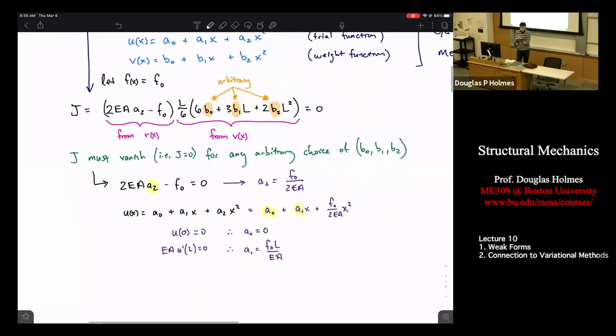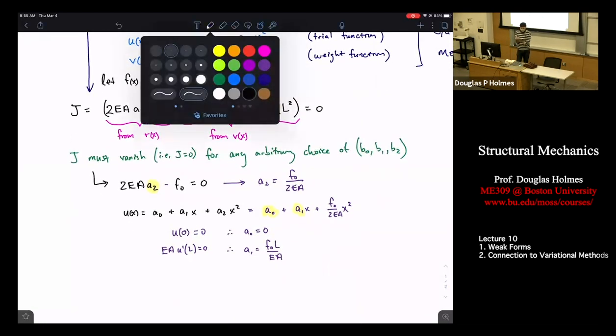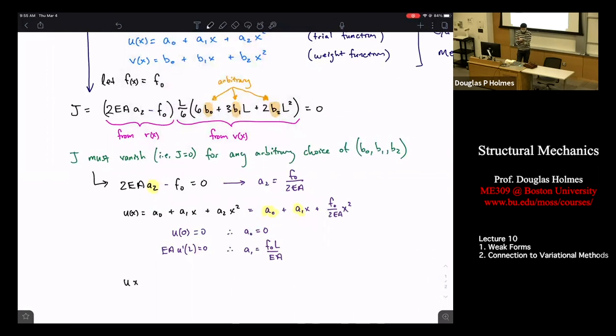And so the end result is that the deflection of our beam is equal to F naught over 2EA times x times (2L minus x).